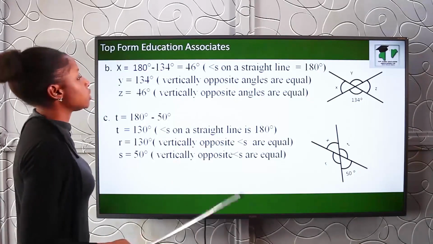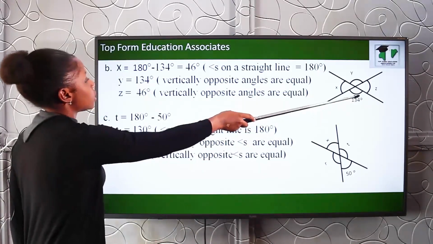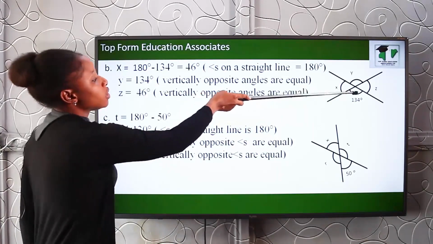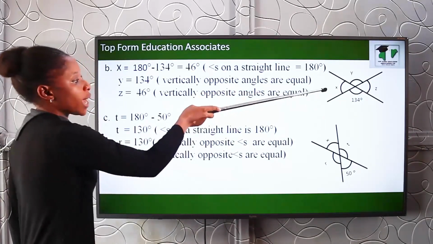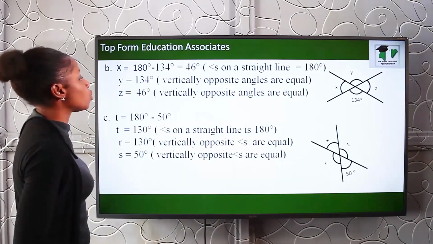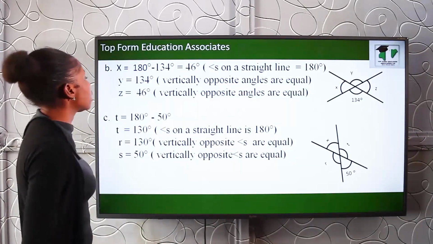Now, same goes for z. We've gotten x as 46, and z is vertically opposite to x. So we can say that z is 46 also because vertically opposite angles are equal.